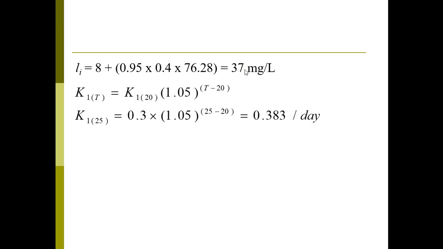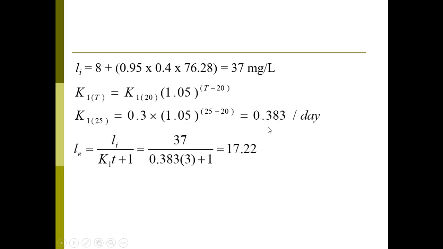And then we have to convert K1. K1 is the same as in the WSP calculations. So the K1 adjustment equation is, as you can see, K1 at 20 times 1.05 to the power T minus 20. So the new K1 is 0.383.